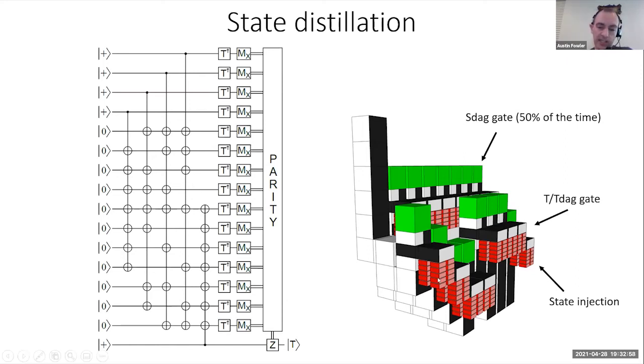So this is the multi-step process. Inject, interact, 50-50 get what you want, classical process to work out what it is that you actually got. And then if it's not what you actually wanted, fix it up with an S dagger gate. So you actually get the gate you wanted.